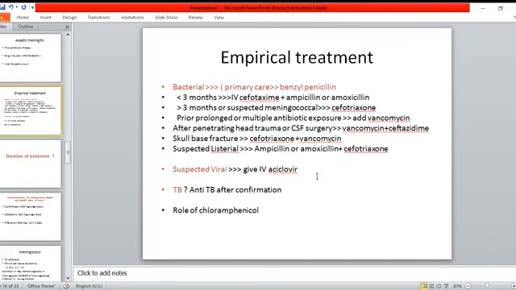Okay. So suspected listeria, ceftriaxone plus ampicillin or amoxicillin. Confirmed listeria, ampicillin or amoxicillin plus gentamicin. Okay. Of course, we are going to think about the duration of treatment.